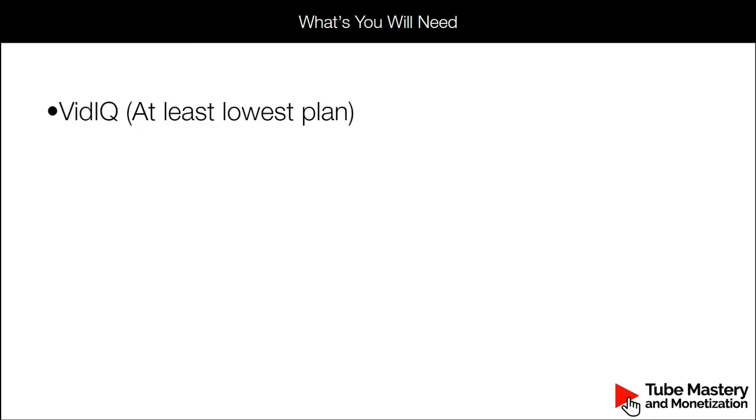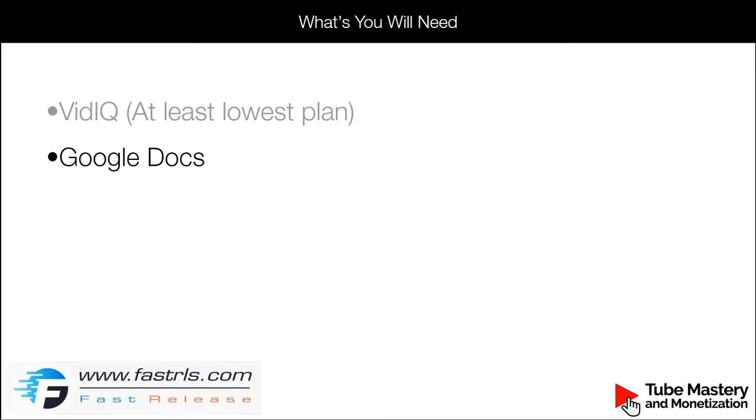First of all, before I get into the process, let's go over what you will need. You will need for this process a VidIQ account, at least on the lowest plan, which I think is $7 a month. You will also need Google Docs or just Microsoft Word as an alternative, something to write things down on, and you will need Google Sheets.